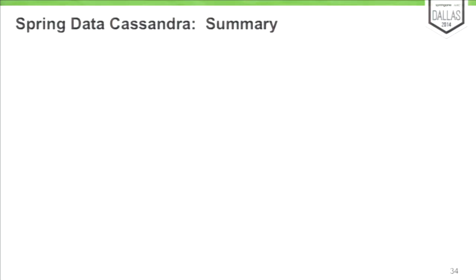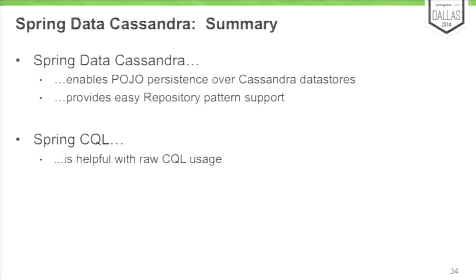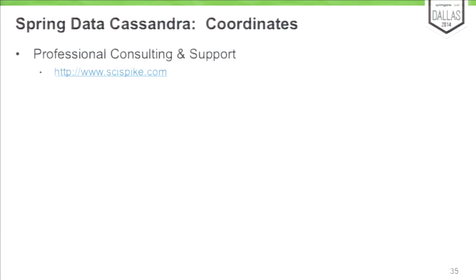OK. To summarize, Spring Data Cassandra, when you want POJO goodness, when you want repository implementations automatically, things like that, then that's when you want to use Spring Data Cassandra. If you have a need for raw CQL usage and you want to just forego everything Spring except for that one class, you're welcome to use just that jar. Okay, and that's Spring CQL.